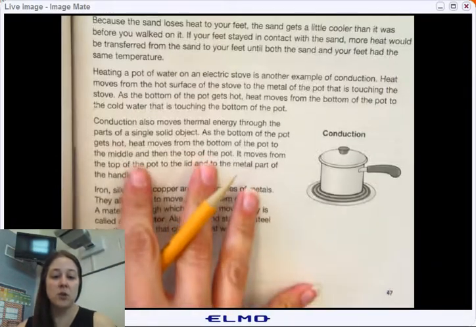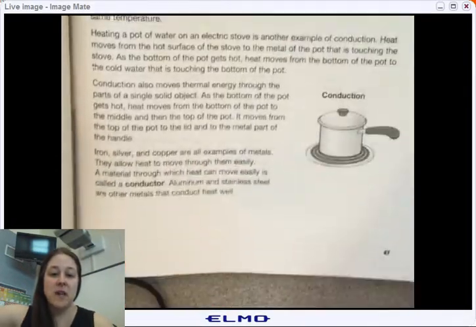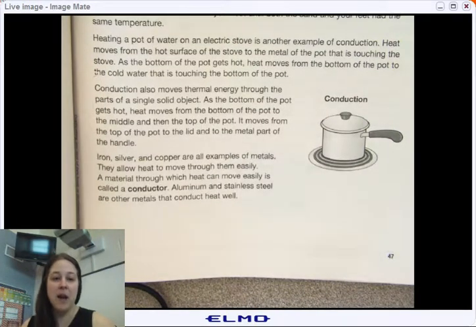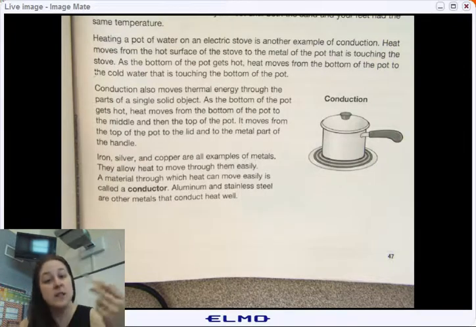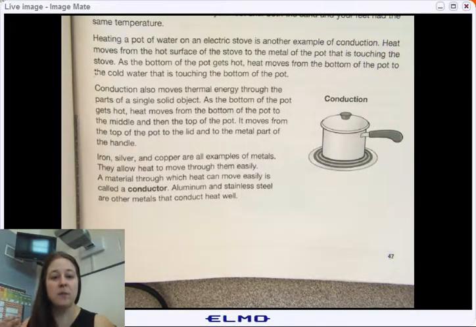Conduction also moves thermal energy through parts of a single solid object. As the bottom of the pot gets hot, heat moves from the bottom of the pot to the middle of the pot and then to the top of the pot. It moves from the top of the pot to the lid and the metal part of the handle. So all of the heat, because it's all touching, is going to start spreading.